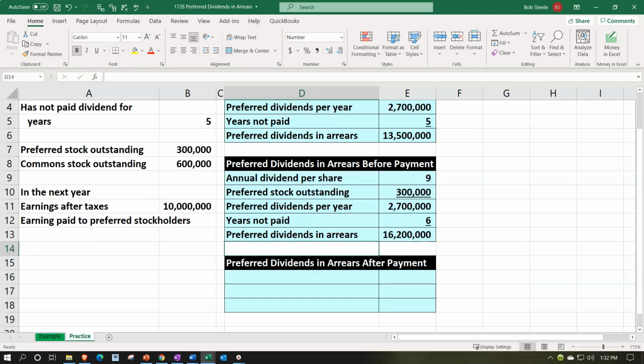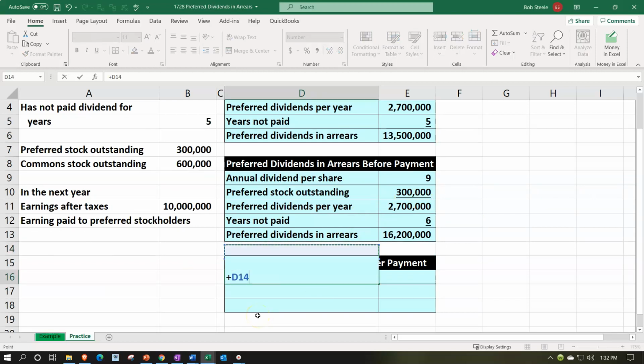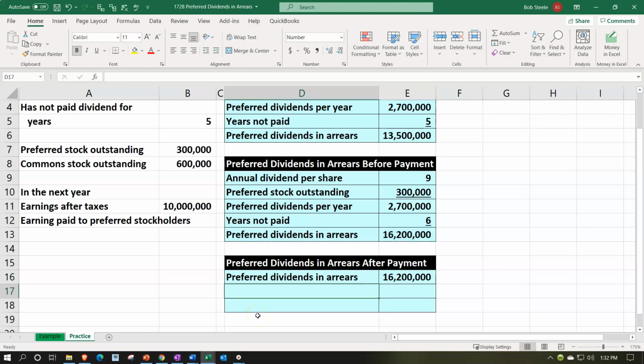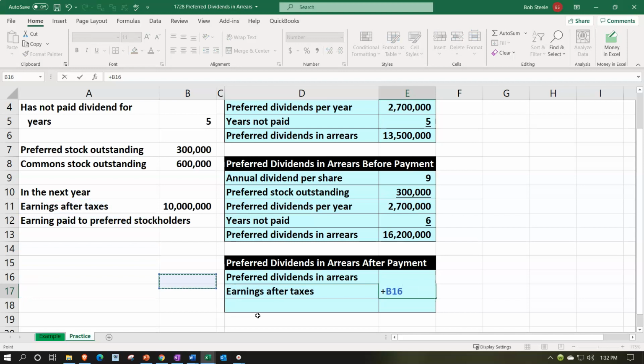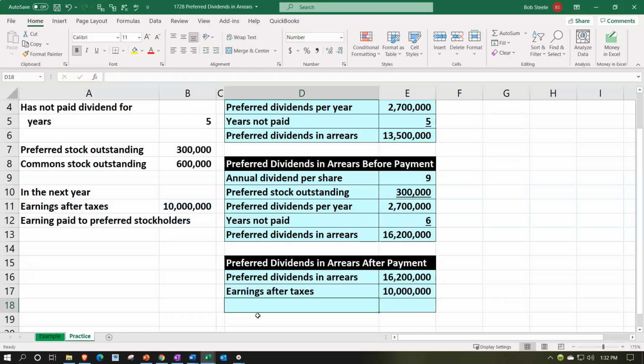Now, they're going to pay off what they can with the earnings that they had in the current year. So we've got the preferred dividends in arrears, 16.2 million, and they're going to be paying off with the earnings of the 10 million. 10 million being paid off. That means they still have dividends in arrears of the 16.2 minus the 10, or the 6.2 million, font group and underline. So they'd still have to pay off the 6.2 million before they can continue paying on to the common stockholders.